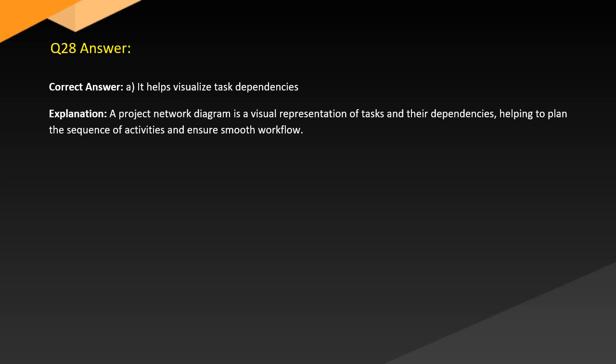Answer. Correct answer A. It helps visualize task dependencies. Explanation. A project network diagram is a visual representation of tasks and their dependencies, helping to plan the sequence of activities and ensure smooth workflow.